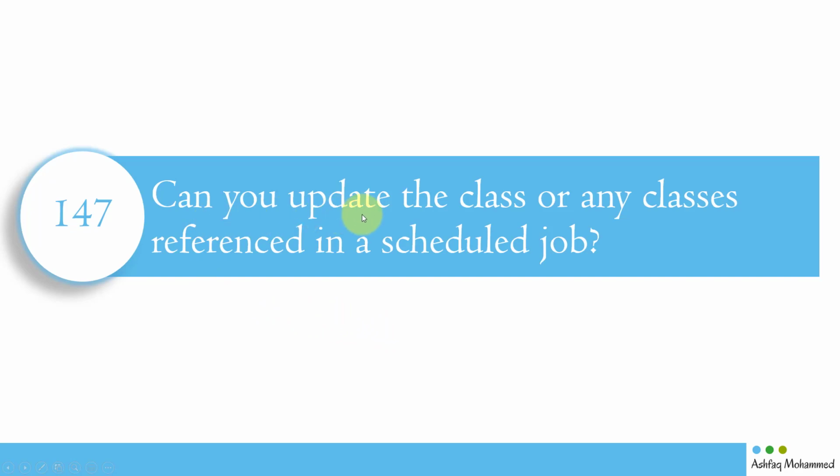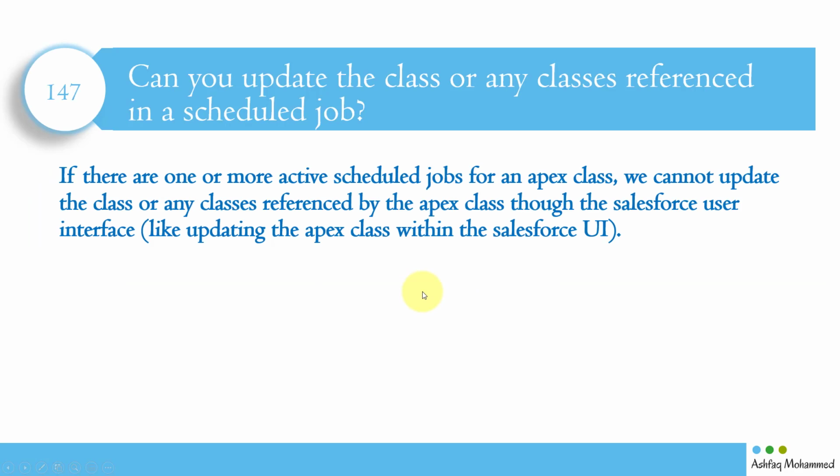Okay. Can you update the class or any classes referenced in a scheduled job? This could also be a question which might be asked. Normally, you cannot go and update the class if it is scheduled. Eventually we will not do direct class changes in production, because Apex classes we have to deploy, we cannot edit them. But let's suppose you have a class within the sandbox and a job is scheduled. Try to go and update it. It will not allow you to update.